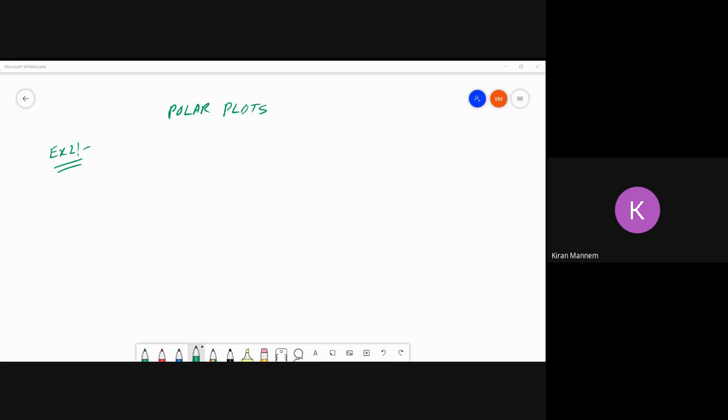Before starting example number 2, once read yesterday's class. What is a polar plot? How to draw the polar plots? What are the key points in the polar plot? For 5 minutes, all of you read yesterday's key points.